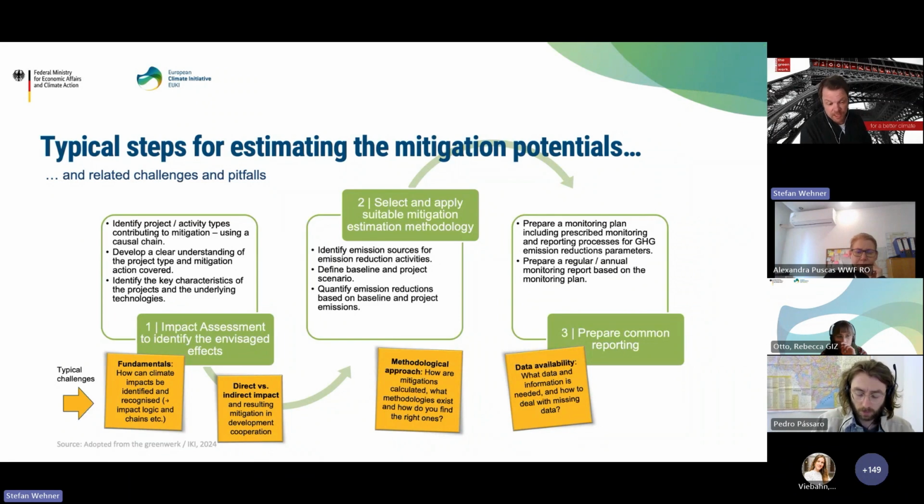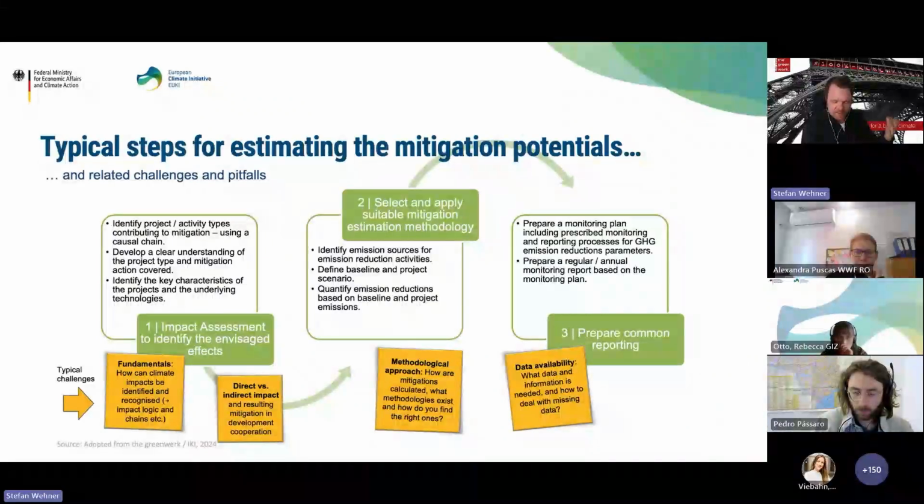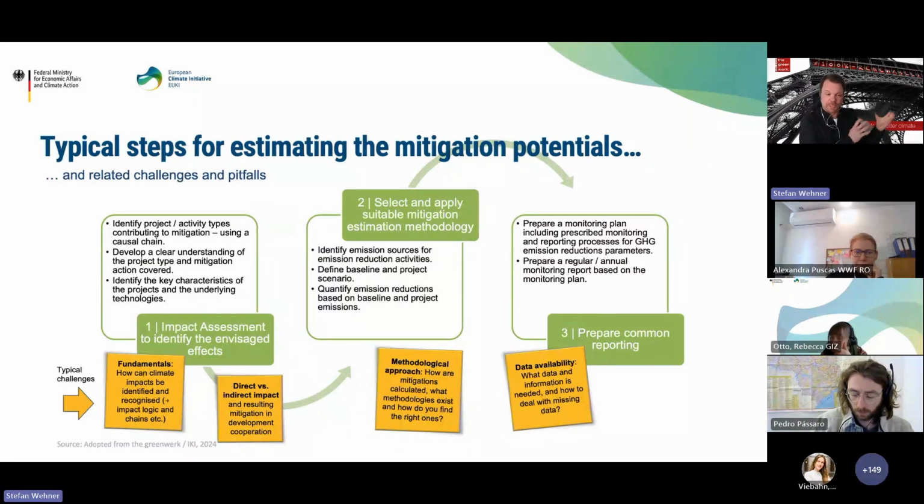Obviously, the other way around as well, we could also identify rising emissions, but we're aiming obviously for reducing emissions. So it's important, but also a challenge, to identify these impacts and to distinguish in particular between what we can directly influence and what is indirectly influenced by our project and would result in mitigation in the end. We will look into a few examples on how that can be done.